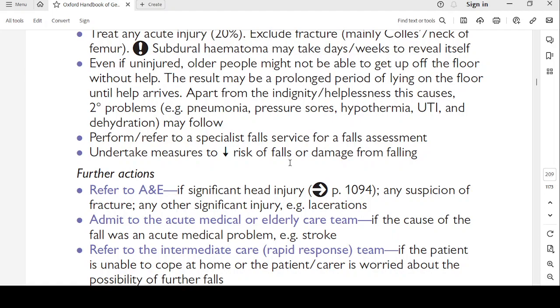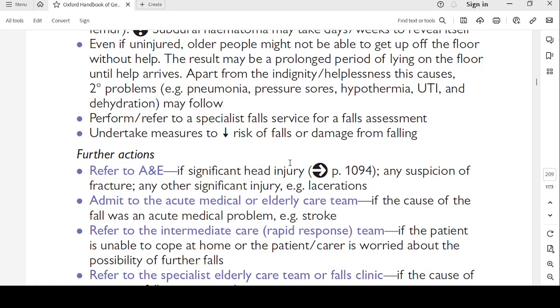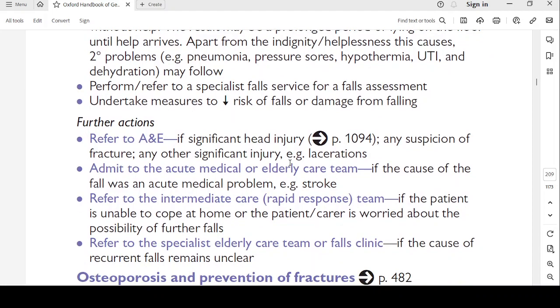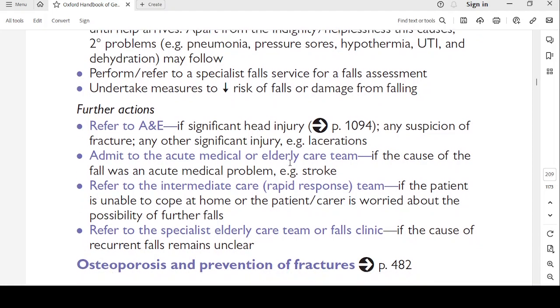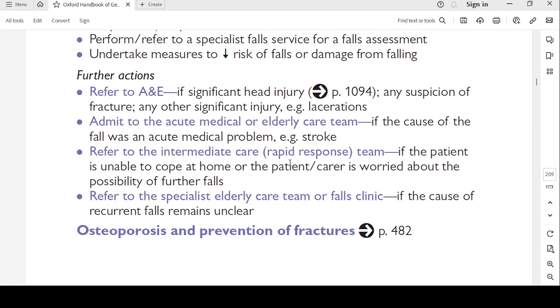Perform or refer to a specialist falls service for falls assessment. Undertake measures to decrease the risk of falls or damage from falling. Refer to accident and emergency if significant head injury or any suspicion of fracture, or any other significant injury, for example lacerations.